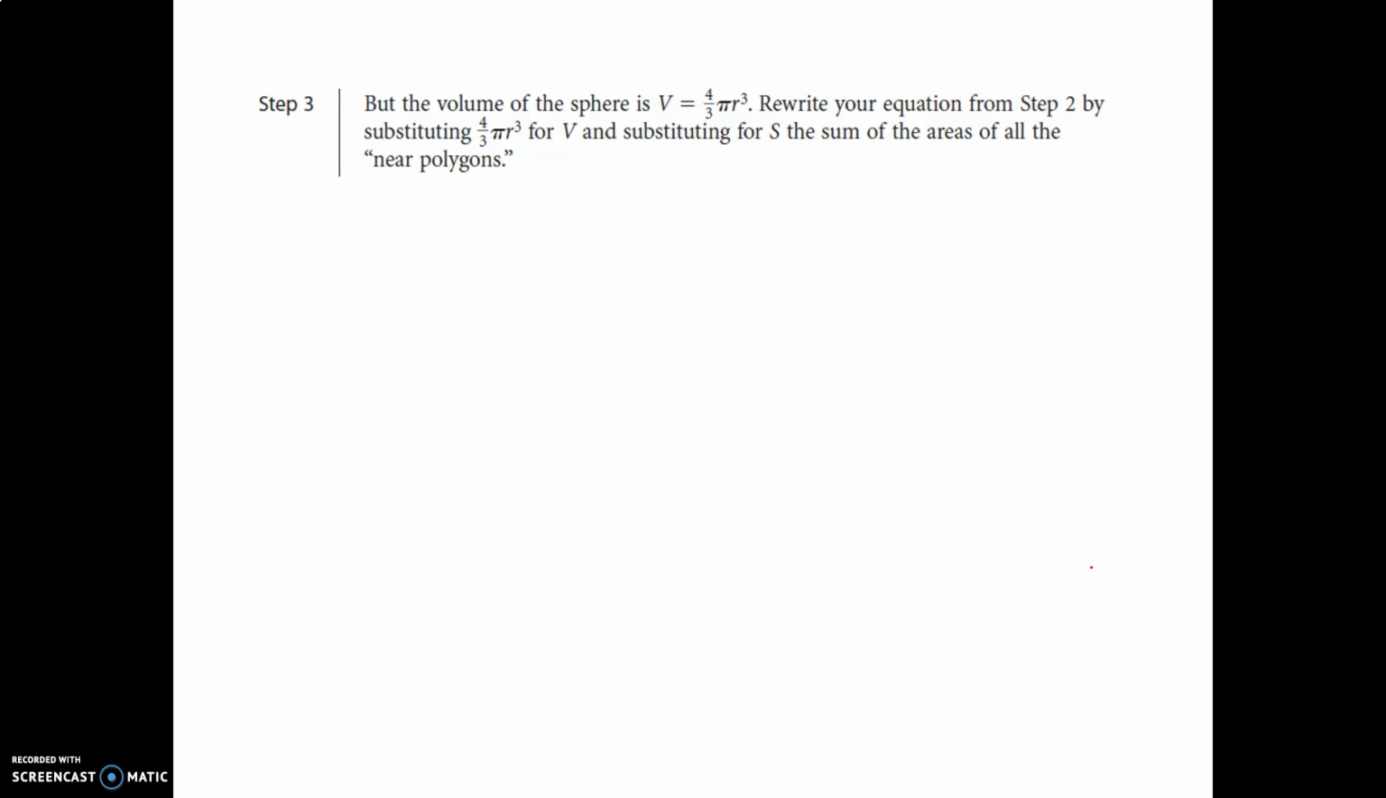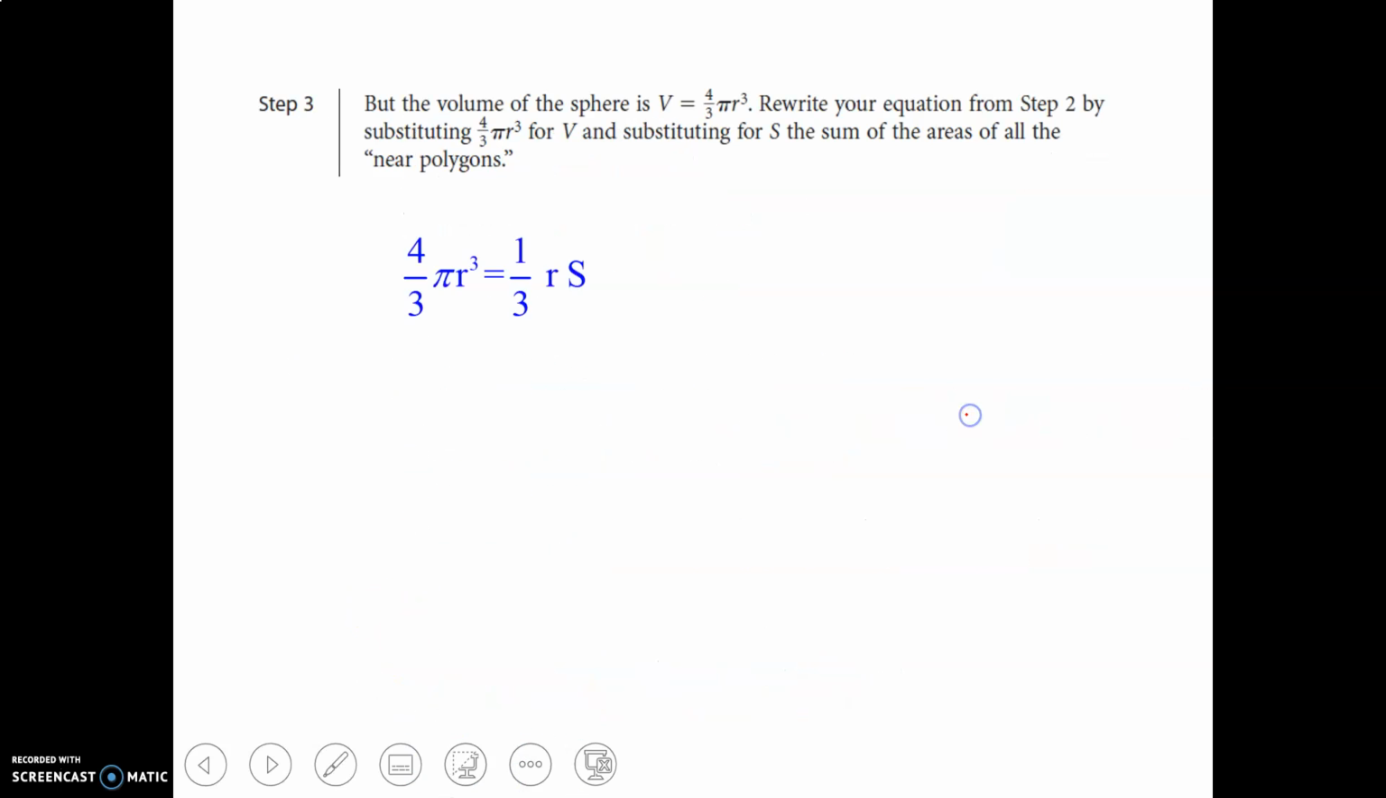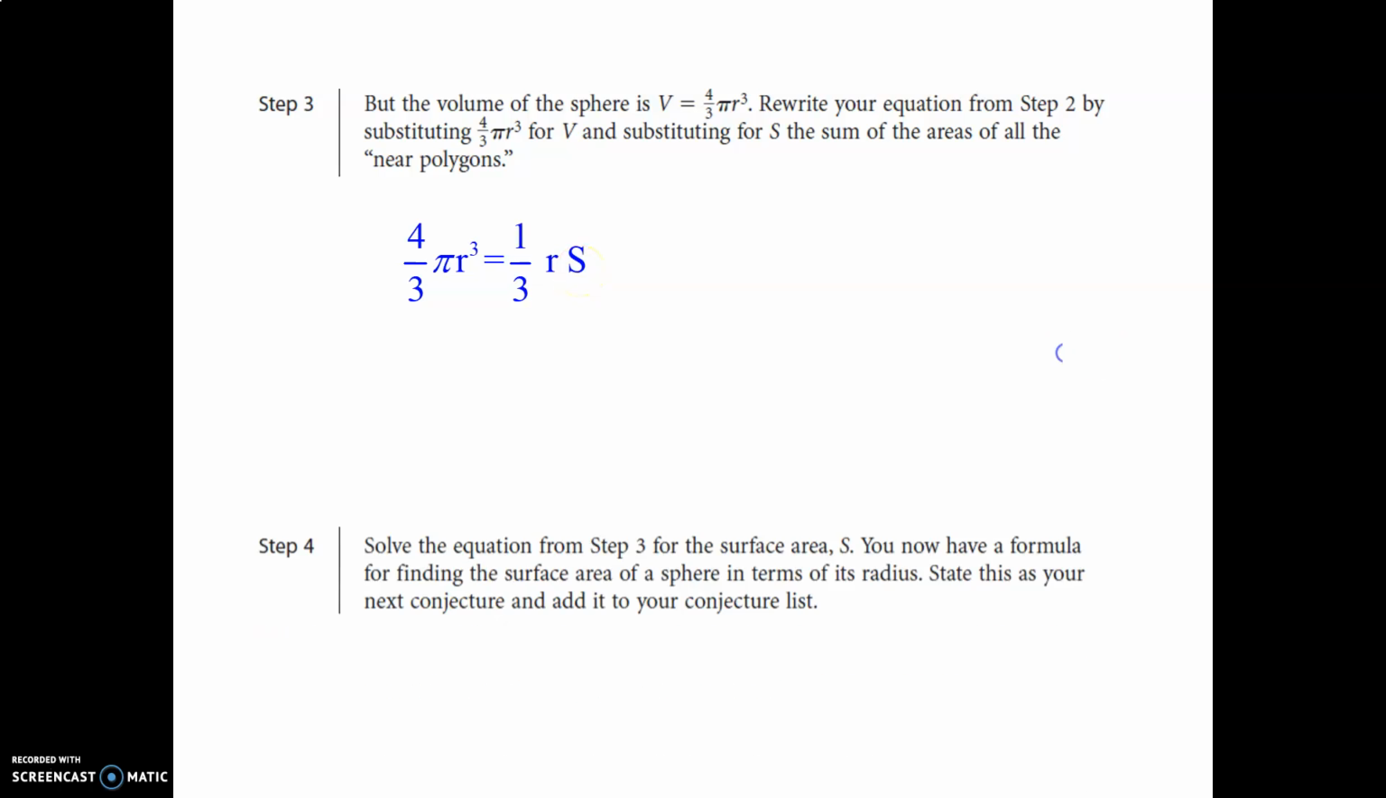Rewrite your equation from step 2 by substituting 4/3 pi r cubed for V and substituting for S the sum of the areas of all of the near polygons. So we're going to substitute this in as an S and this as the volume 4/3 pi r cubed. So here is that doing that. 4/3 pi r cubed equals 1/3 times the radius times S, which is the surface area.